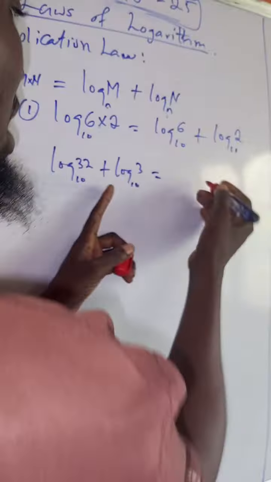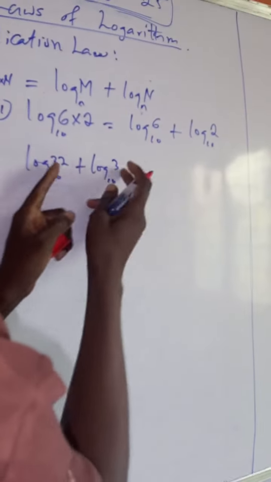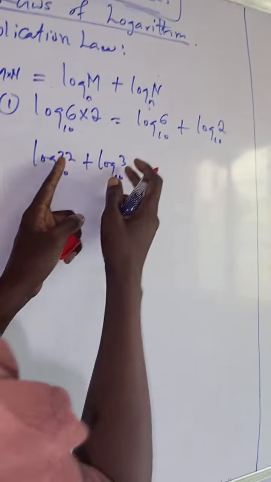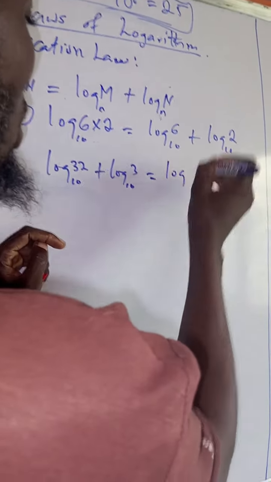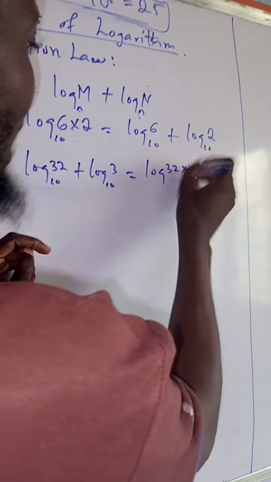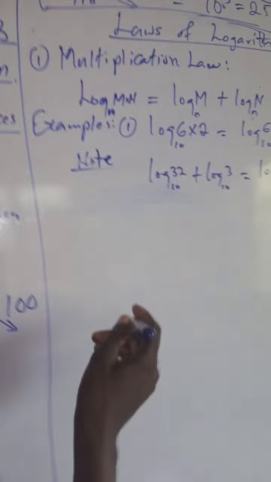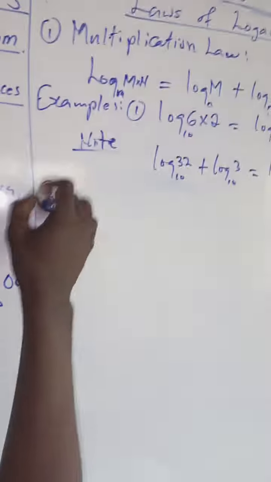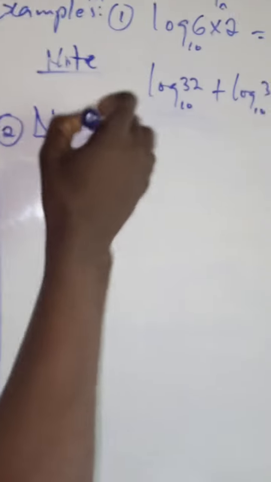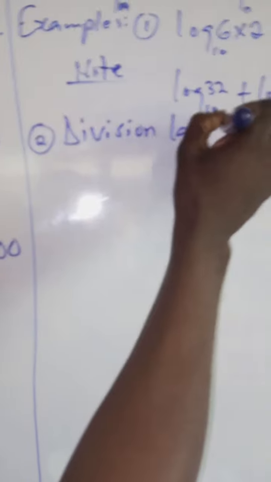This can also be written on the other side. I will say multiplication changes to addition, and it can be log 32 times 3 base 10. So we can write it in this form too. So let's move on.